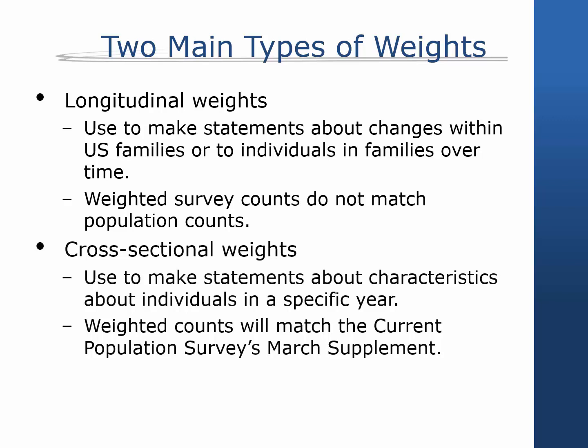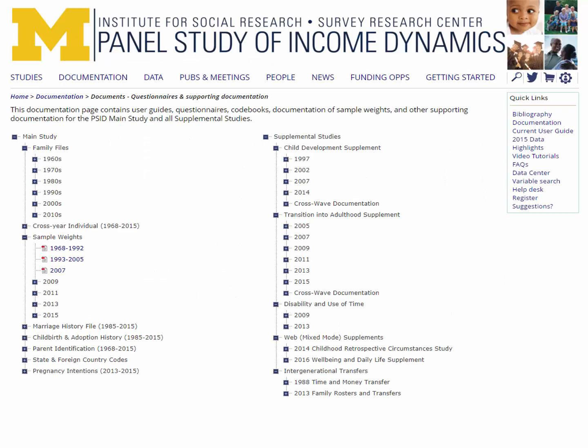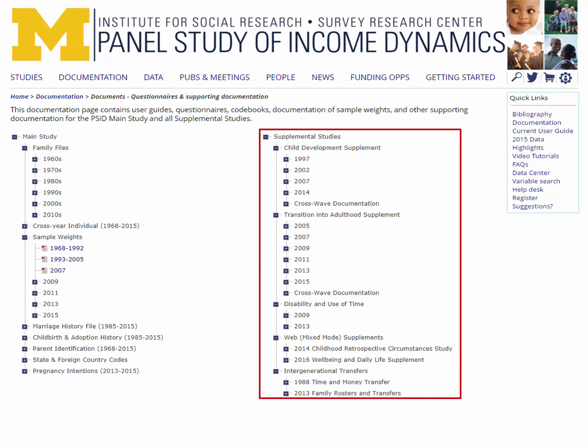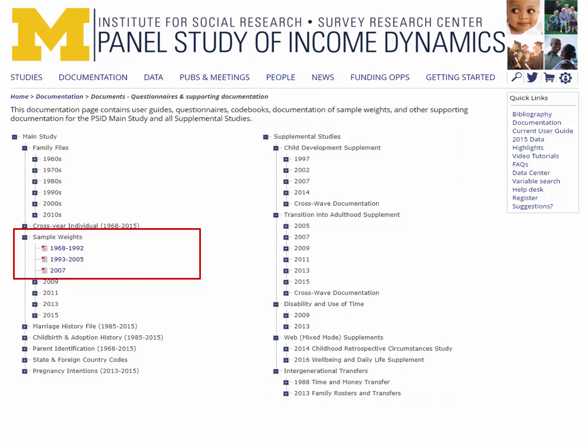The cross-sectional weights are useful for estimating characteristics of individuals in a given year, and they produce weighted counts that closely align with the March Current Population Survey. In addition, for supplemental studies, supplement-specific weights are also provided. For example, the Child Development Supplement has a set of weights to use with those data, and the Disability and Use of Time Supplement has several sets of weights. We recommend that you consult the documentation to learn more about supplement-specific weights, as well as the specific details of the core sample weight construction.